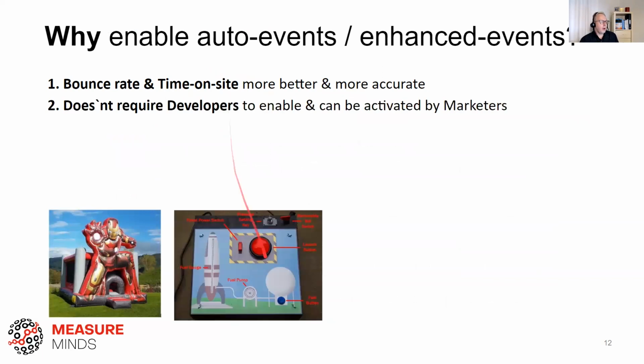Also, it's easy to enable, especially on GA4, where you literally go tick, tick, tick, tick, tick, and they're activated. And in GTM, you can import a template of triggers and tags and activate them very quickly.